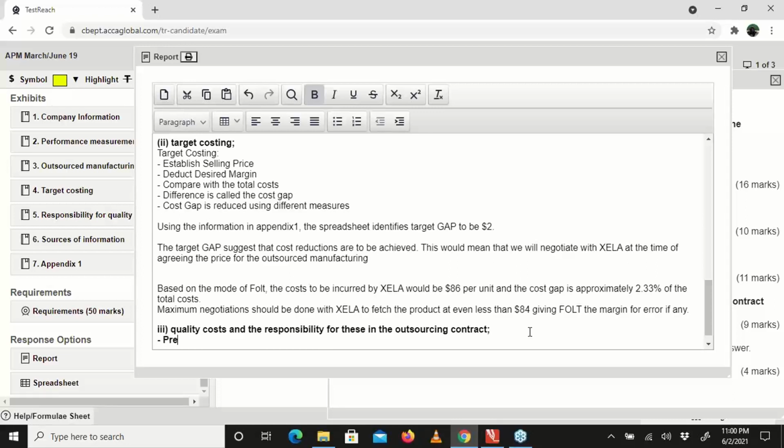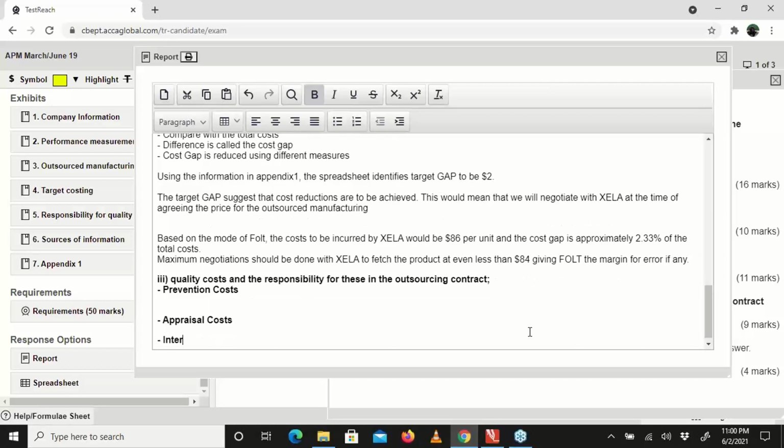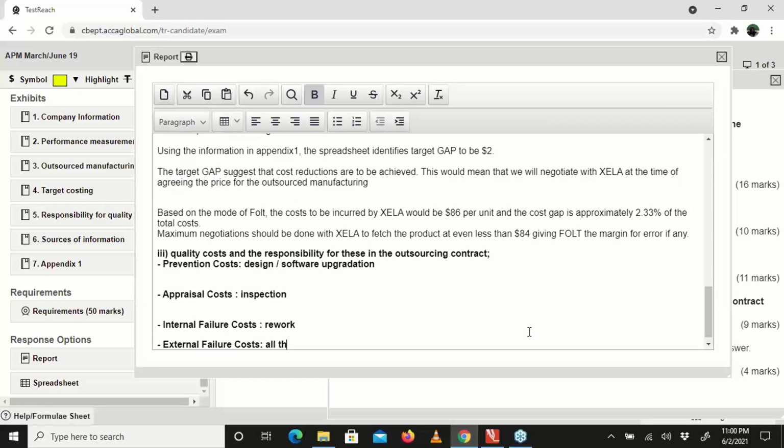So what are you going to do in the answer? You would talk about the prevention costs, the appraisal cost, internal failure cost, and external failure cost. With respect to prevention, the product design and the software upgradation, that is the prevention cost. The appraisal cost could be inspection. Internal failure cost could be rework. The external failure costs are all those costs that may be incurred if a failure is reported by a customer.